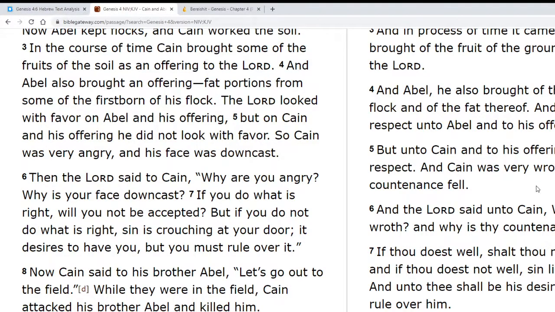4:6, King James, and the Lord said unto Cain, why art thou wroth, and why is thy countenance fallen?